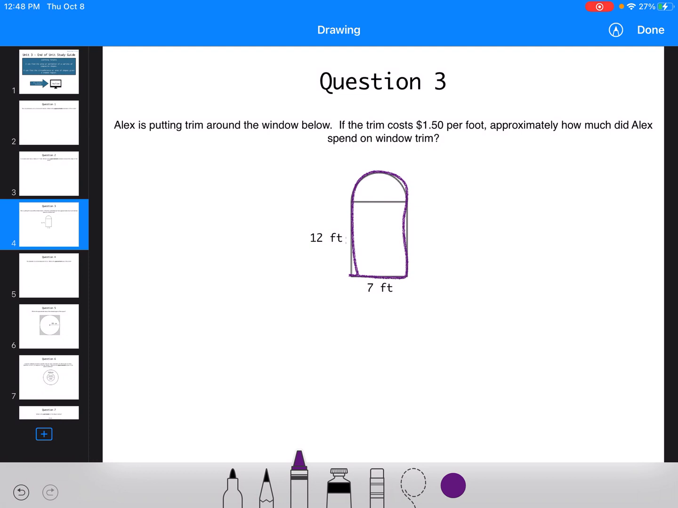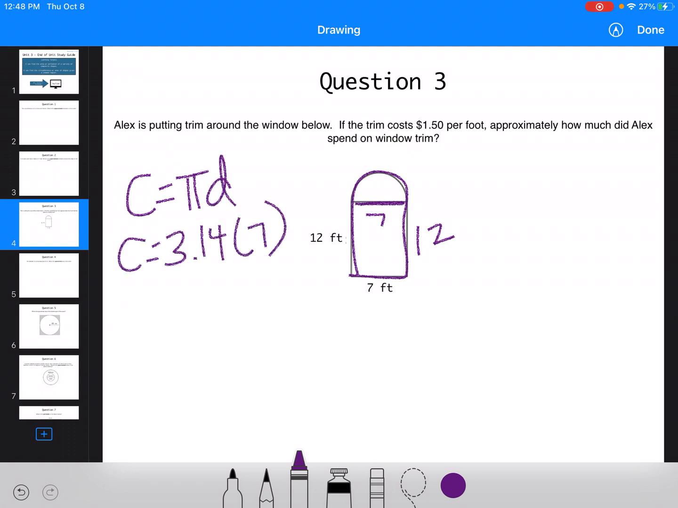So we've got to go around it. So I know this one's going to be 12, and I have to find the circumference of half of a circle with a diameter of 7. So C equals pi d. C equals 3.14 times 7. So I got to use my calculator, 3.14 times 7, I get 21.98. And I have to divide that by 2 because it's only half of a circle. And I get 10.99.